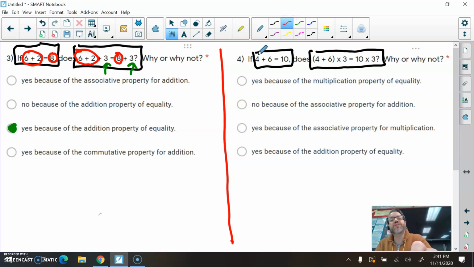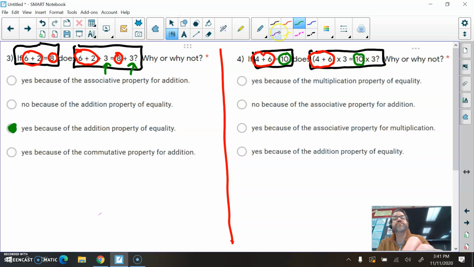In red, I can circle, well, what do I see here? I have 4 plus 6 here on the left side of this equal sign. And let's see, I have a 10 over here on the right of the equal sign. So what's being done to each side of the equal sign here?